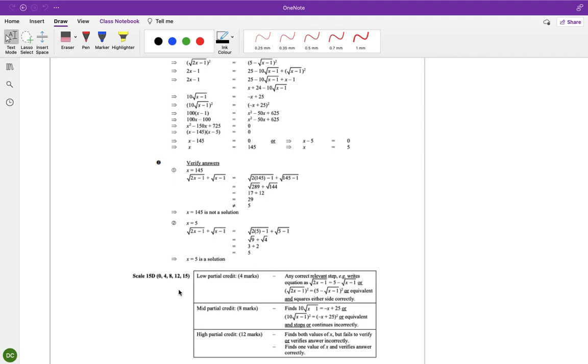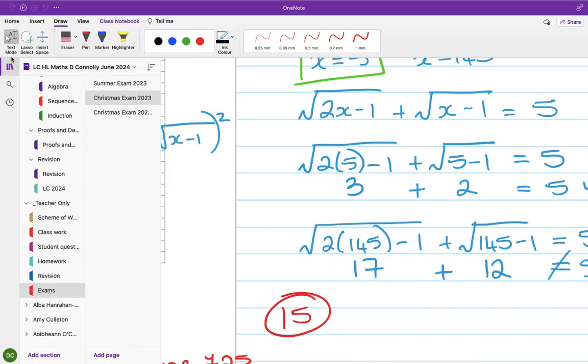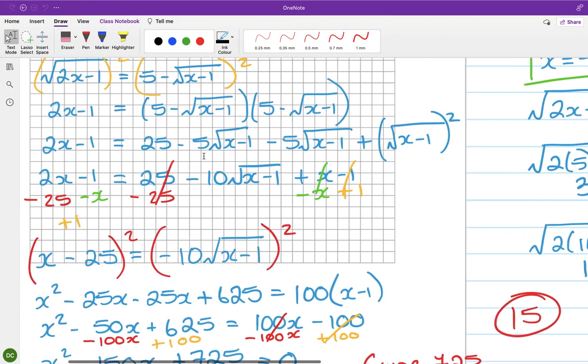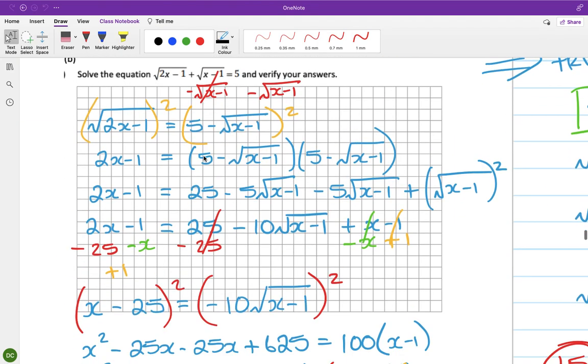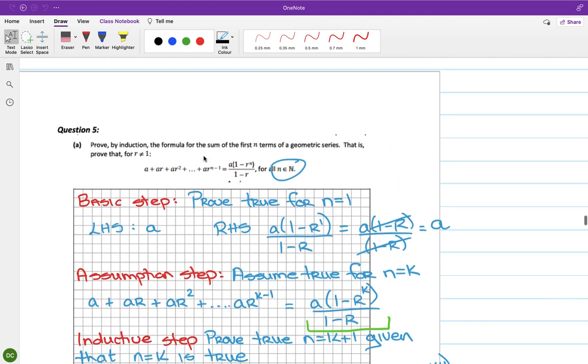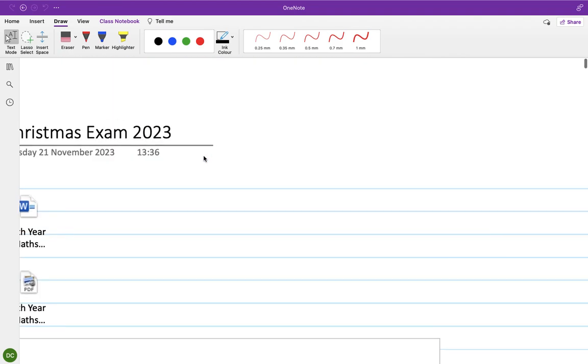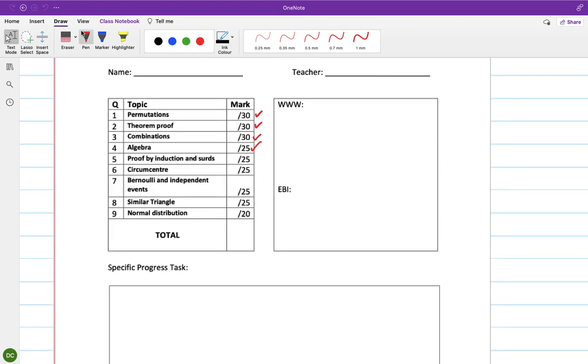15 marks. So that is 15. And I think that's that question. It is. So that is 15 and 10 is 25 for question 5. So 25 for question 5.